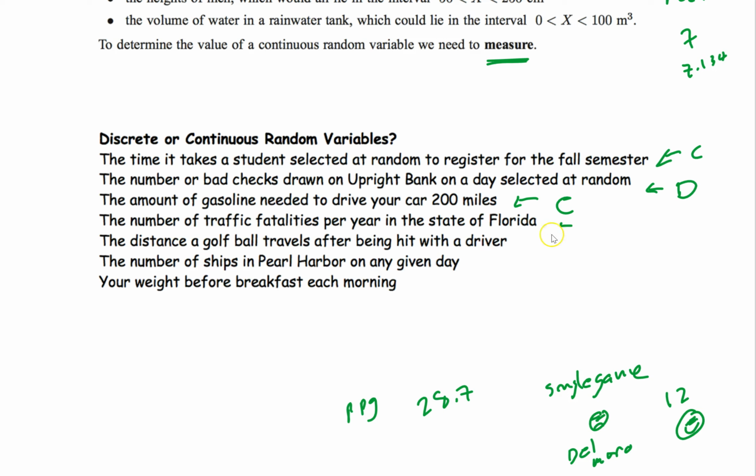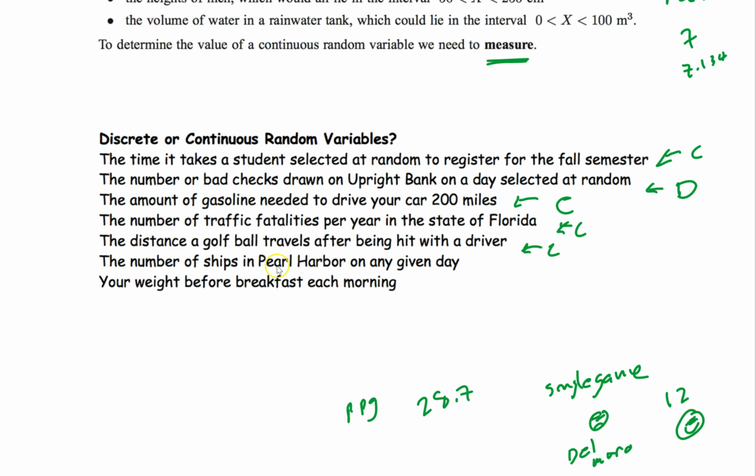Number of fatalities per year. Per year makes it sound like an average. I'm going to say continuous, but in general, it's kind of weird. The distance a golf ball travels. Again, it could fall at any value in between, right? It doesn't have to fall at 20 feet and then 21 feet. It could be somewhere in between those two. You measure it. It's continuous.